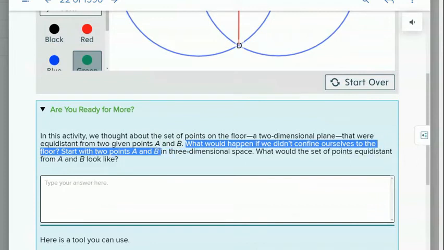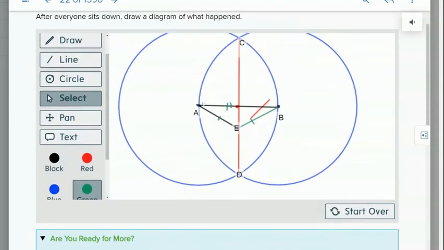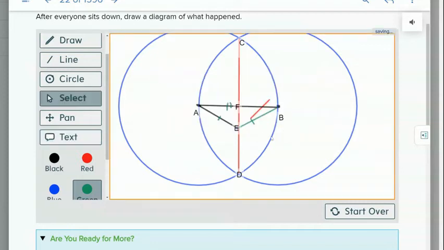Start with two points A, B in a three-dimensional space. What would the set of points equidistant from A to B look like? E is equidistant, but that one center point that we had originally, we'll call it F. That was the original equidistant location. E, on the other hand, is the three-dimensional equidistant point, right? You couldn't be on the floor right here, so you moved up or down, okay? And I think that's what they're getting at.